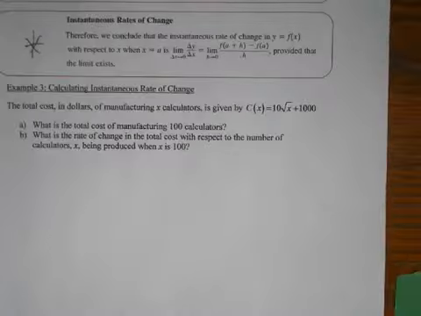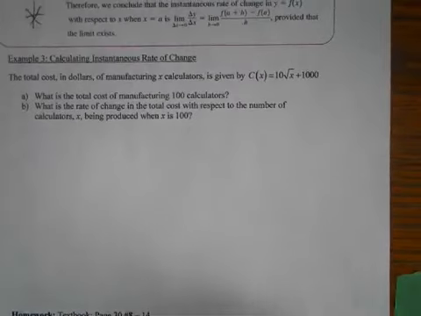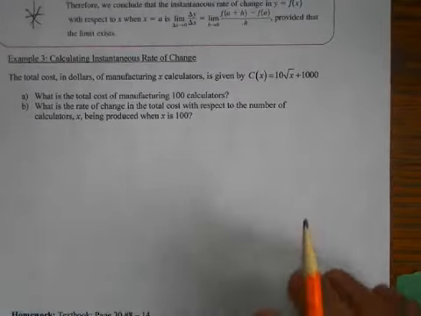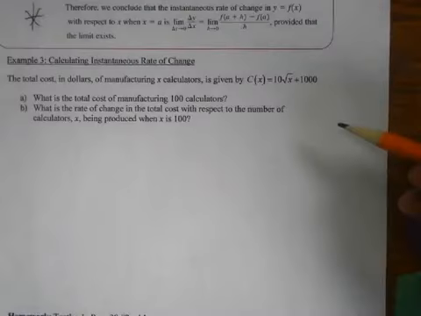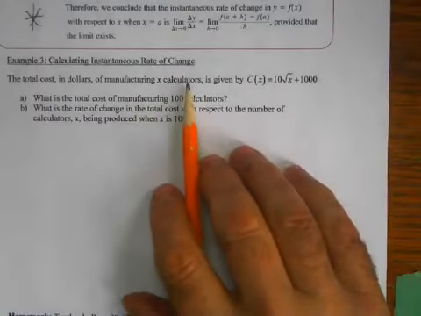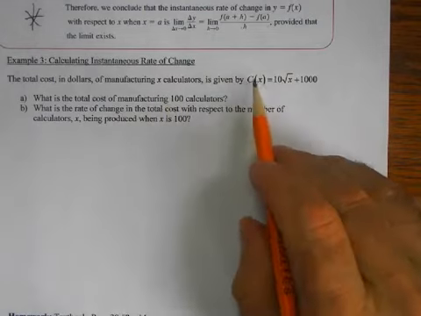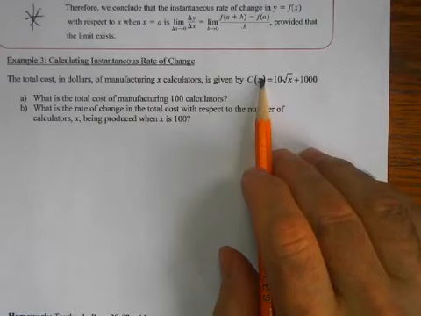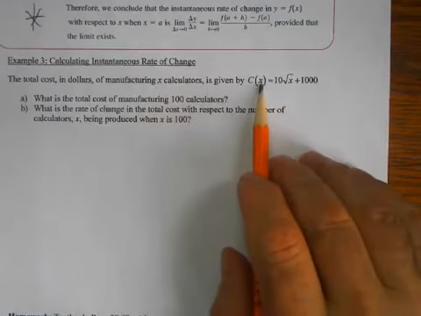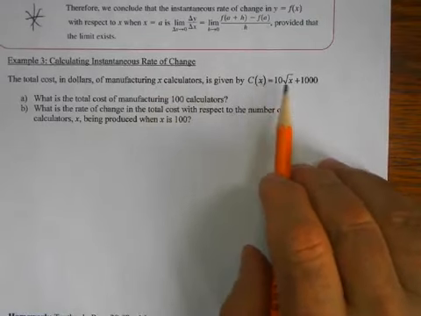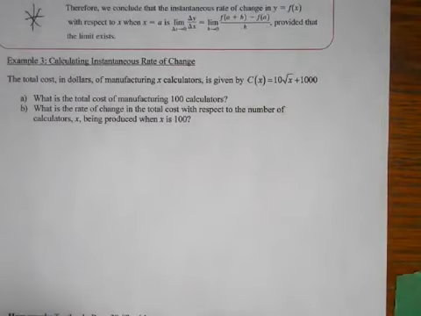Okay, so one last example here. This one will be a little bit trickier. The total cost in dollars of manufacturing X calculators is given by this. This is like a cost function, the cost based on X. X is the number of calculators that are being manufactured. So the cost will be this formula, 10 root X plus 1,000.